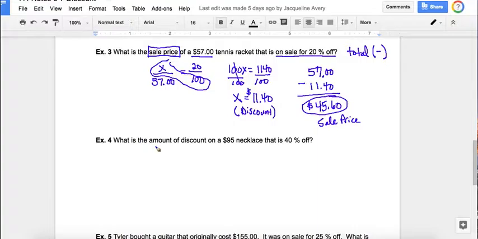All right, number 4. What is the amount of discount on a $95 necklace that is 40% off? So underline amount of discount, $95 and 40% off. So we know we're getting a discount. So do we want to know the total or just the discount? And we want to know just the discount.